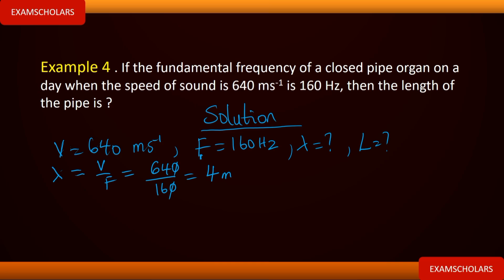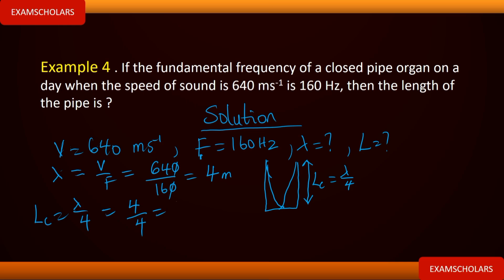Now, what are we talking about here? Fundamental frequency of a closed pipe organ. Let me quickly show you the diagram. Please watch the previous video. This is a closed pipe. It looks like this. Fundamental frequency looks something like this. So we have L closed. What is the relationship? L is equal to lambda over 4. So L closed is equal to lambda over 4, which is 4 divided by 4, and that is 1 meter. Very fast, simple.